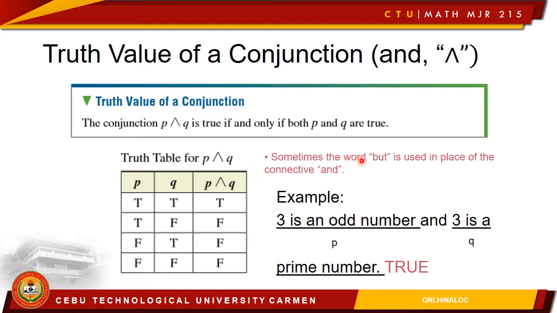So, sometimes the word but is used in place of the connective and. So, pwede na ta maka-use og but. So, I have here an example. 3 is an odd number, and 3 is a prime number. So, atong tanawon ang simple statement kung unsay ang truth value. So, 3 is an odd number, this is true. And 3 is a prime number, this is also true. That means your statement is true.